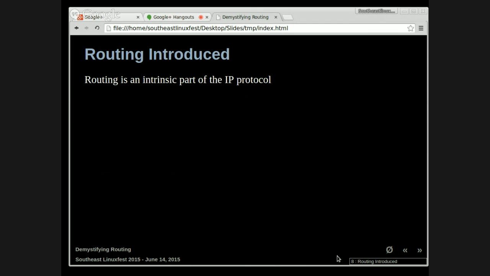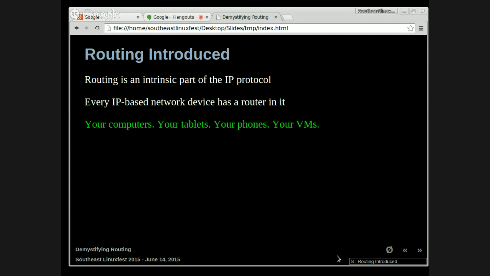So with all the IP review out of the way, we can get on to routing. And as I stated at the beginning, it's an intrinsic part of the IP protocol. You can't have one without the other. In fact, every single IP-based device that you own and operate has a router in it. So we're not just talking about the big, routing-tons-of-packets-across-the-internet-backbone kind of thing. We're talking about every single device, every computer, tablet, phone, VM, anything that's IP packet based. Everything has a router in it.